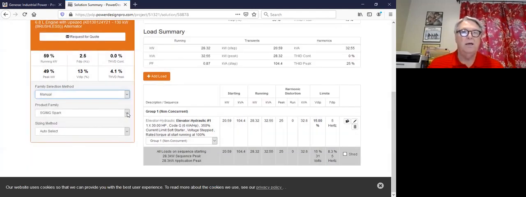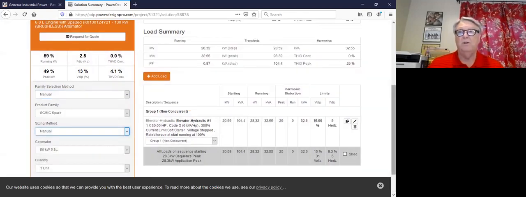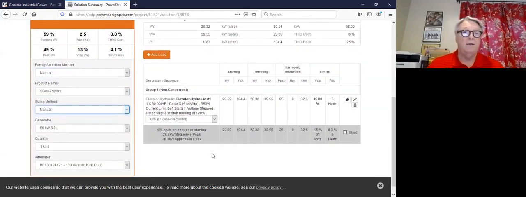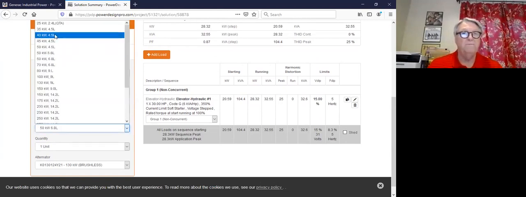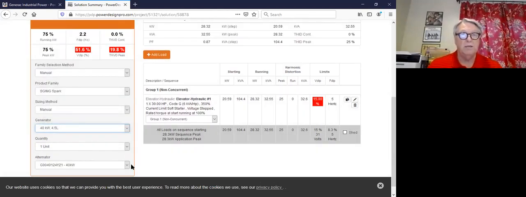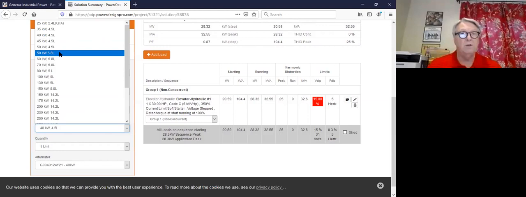Now, when I'm over here, after I've done the automatic analysis, I generally like to go to manual, and I'm going to do the manual select. And you'll notice in manual, I have the ability for me to just put in any generator I want. So in this case, just for fun, let's put in a 40 kilowatt generator, because I think that's plenty big. And notice, whoa, now I have a 50% voltage dip. And notice the red comes out. Well, that didn't work.